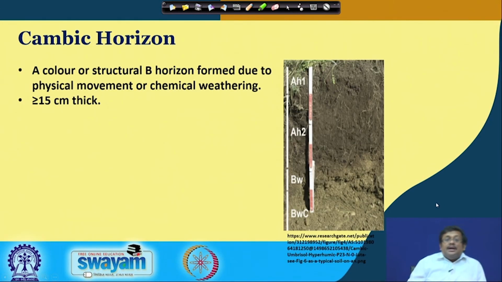So, cambic horizon is basically a color or structural B horizon formed due to physical movement or chemical weathering, and it is generally greater than 15 centimeter in thickness.